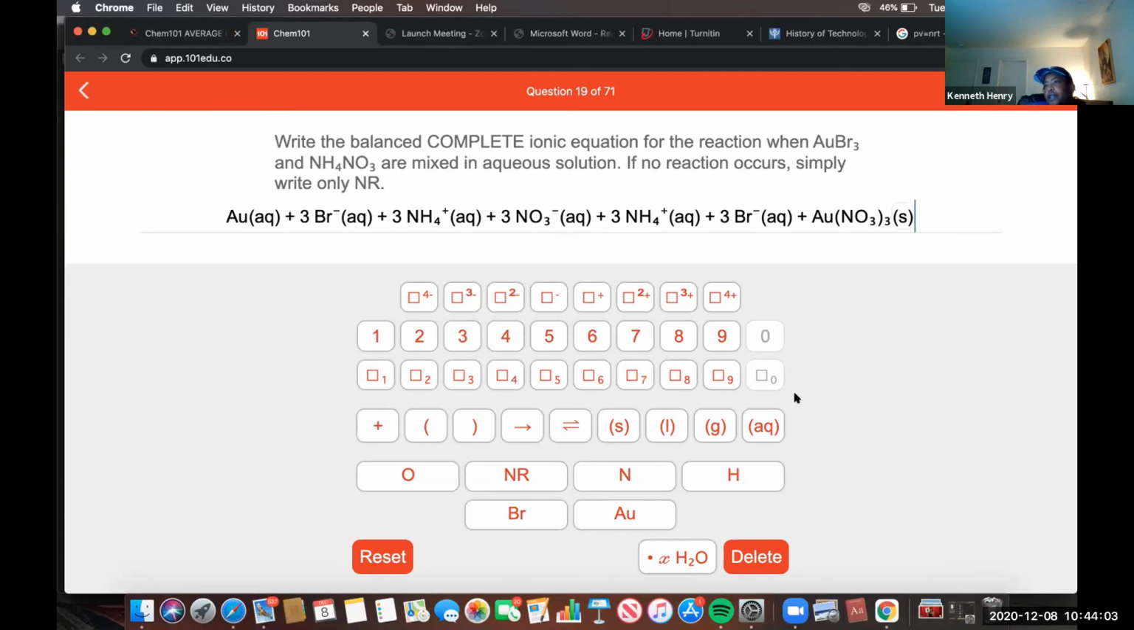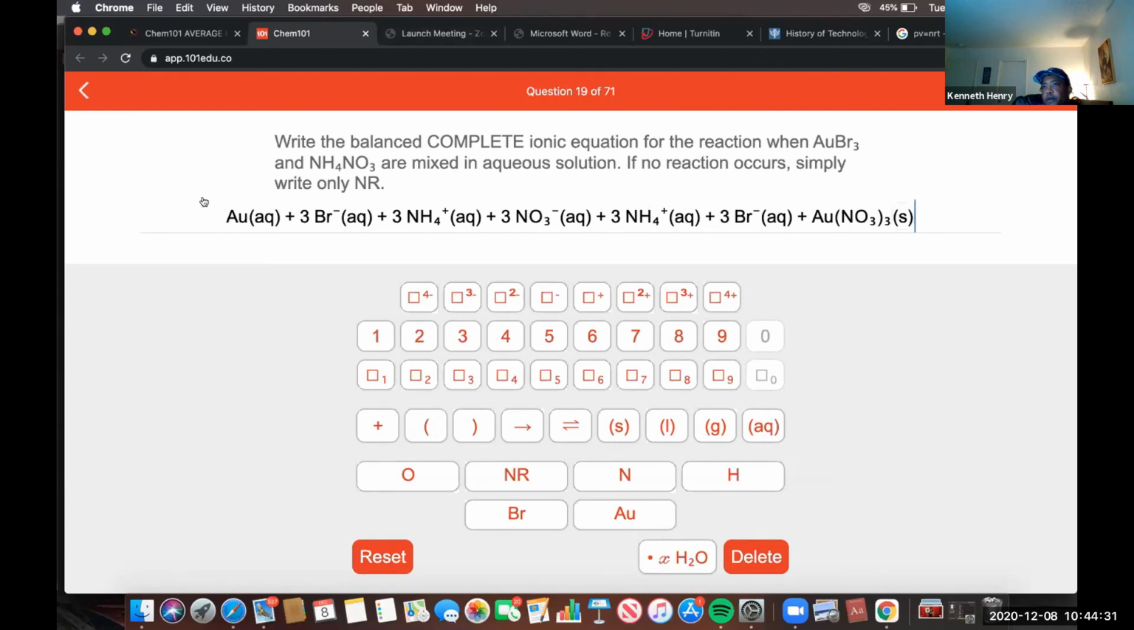Okay, so I can tell you what you did wrong, right? Okay, yeah. Au isn't going to form a solid. So gold does not form a solid with nitrates. Nitrates don't form solid with anyone. Okay, so it's all going to be aqueous. So then you're going to write NR. There's not going to be a reaction. And that's it.